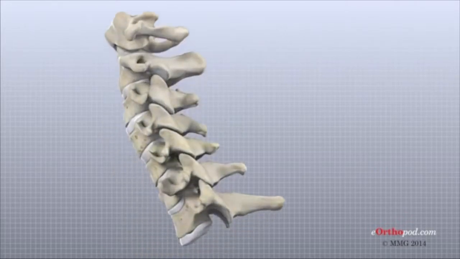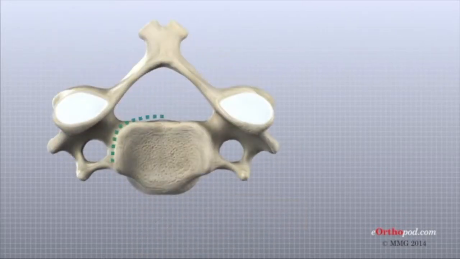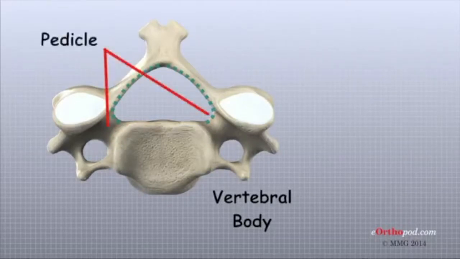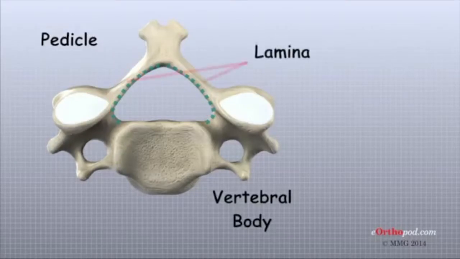Each vertebra throughout the spine is made of the same parts. The main section of each cervical vertebra, from C2 to C7, is formed by a round block of bone called the vertebral body. A bone ring attaches to the back of the vertebral body. This ring is formed by two pedicles that connect to the back of the vertebral body and two lamina that join the pedicles to complete the ring.